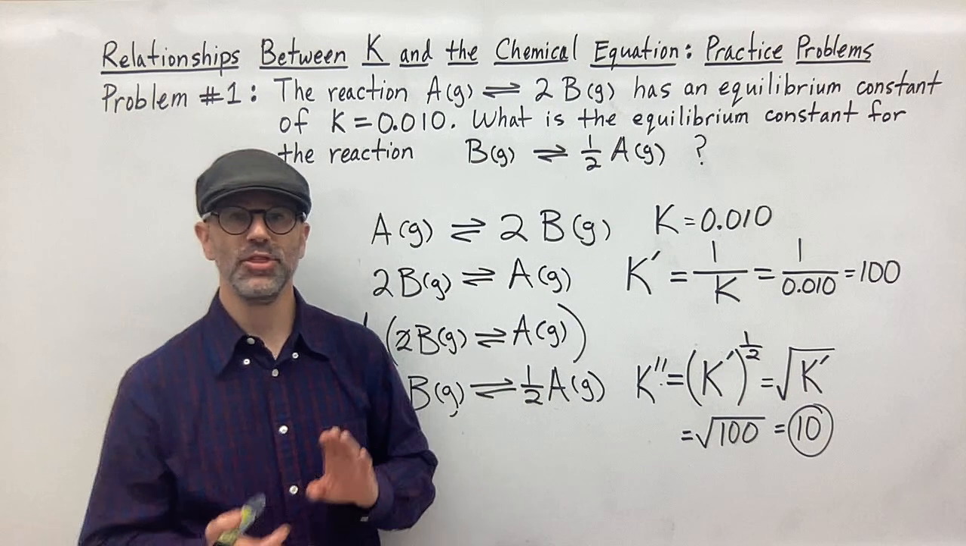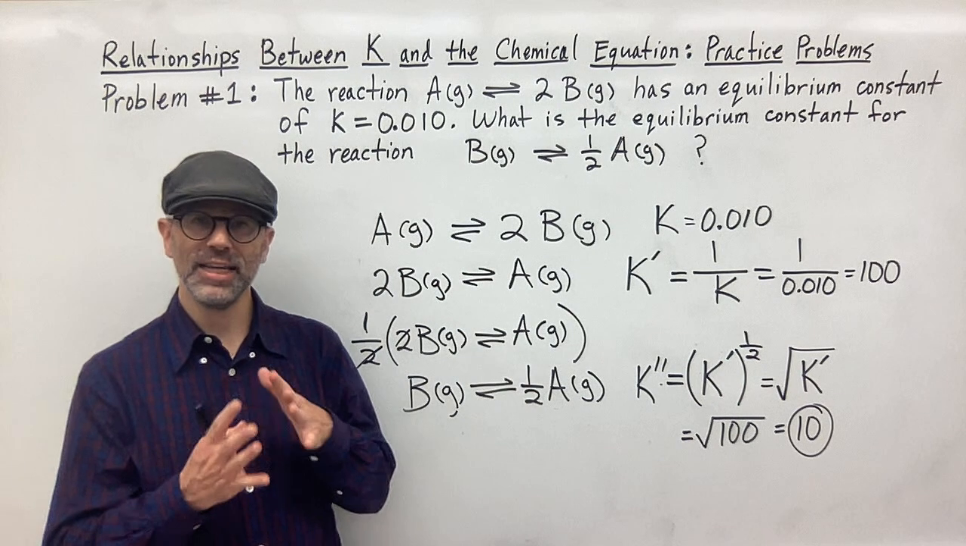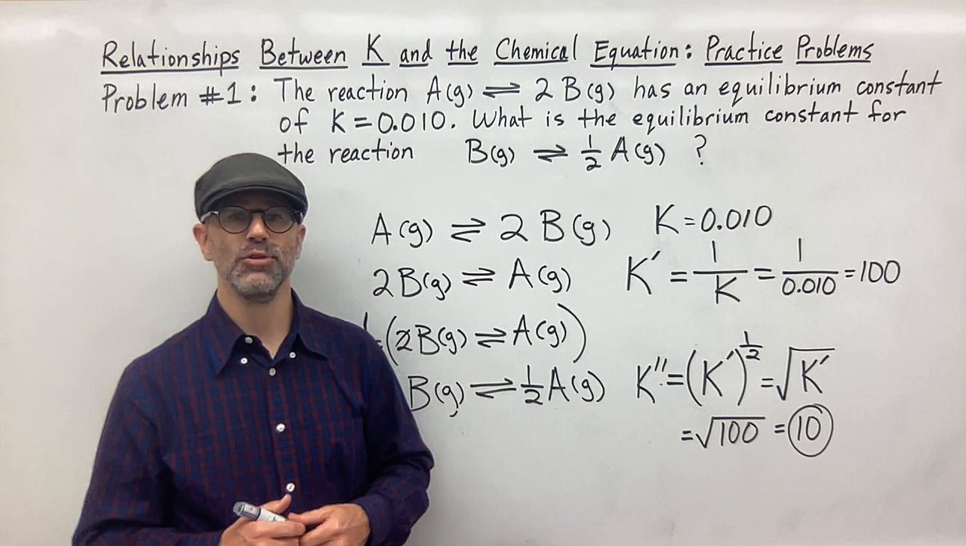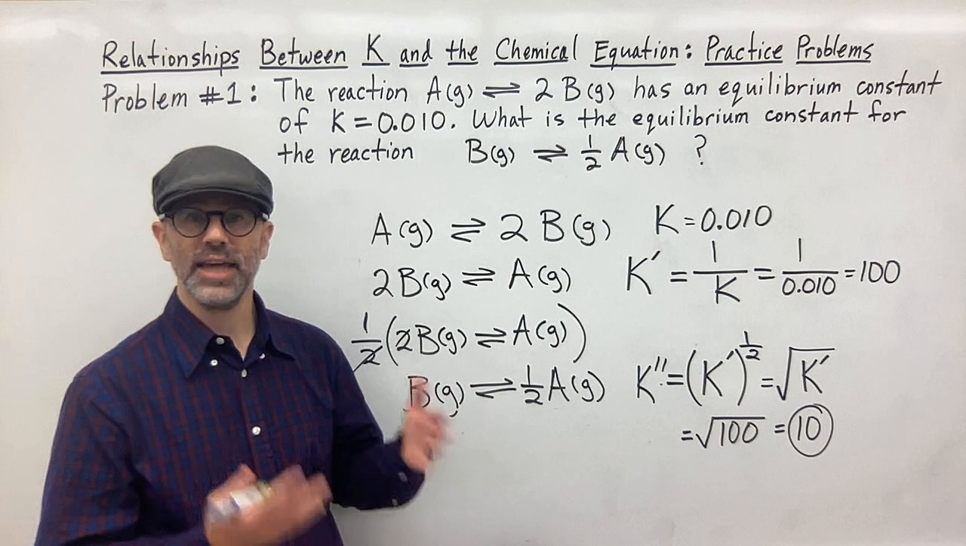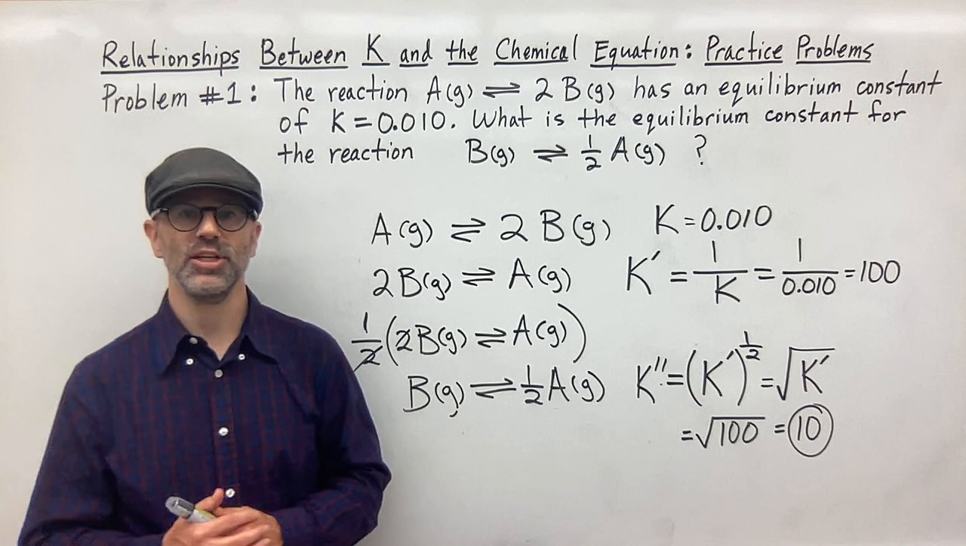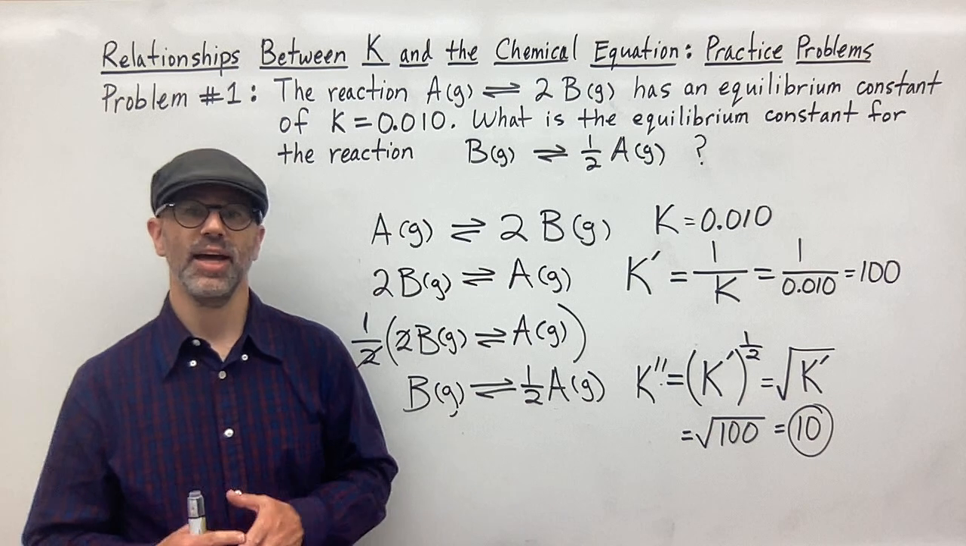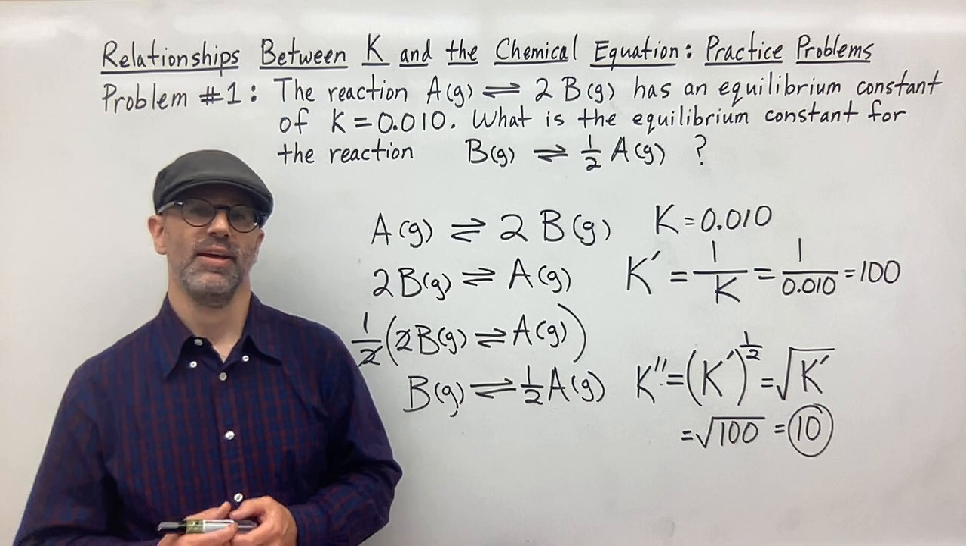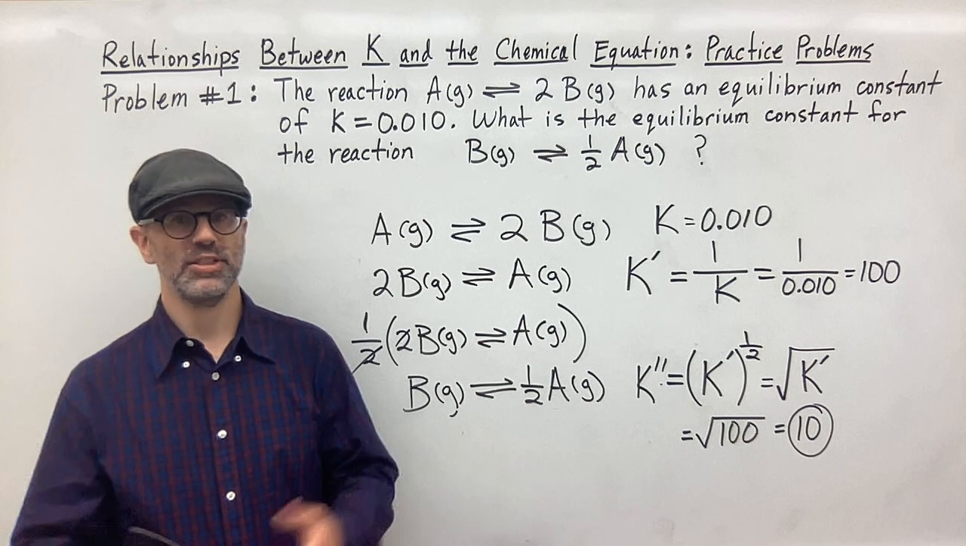And third, if you add equations together to get your target equation, then to find the K value of your target equation, you have to multiply the K values of the equations you added together. And that, ladies and gentlemen, is how it's done.